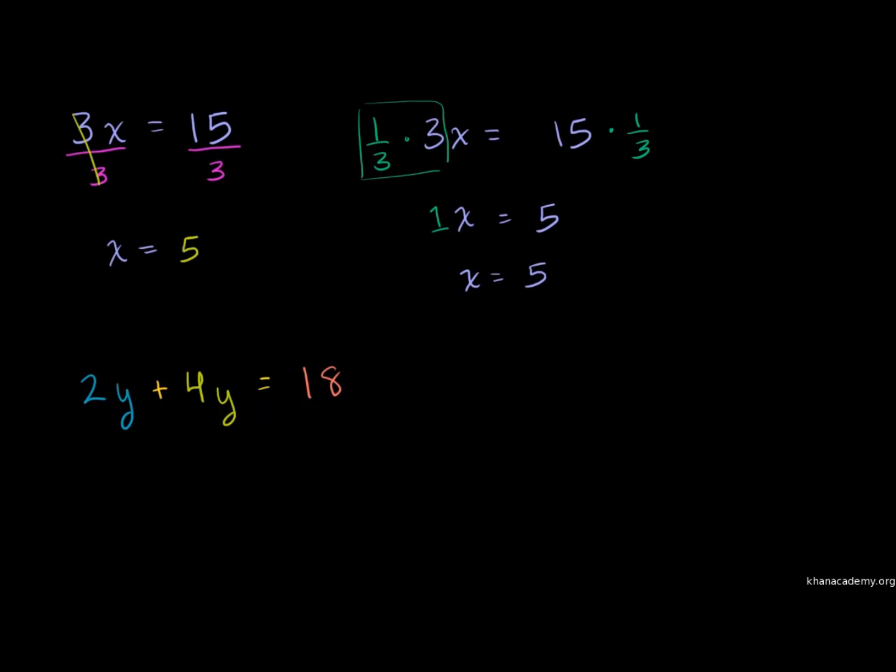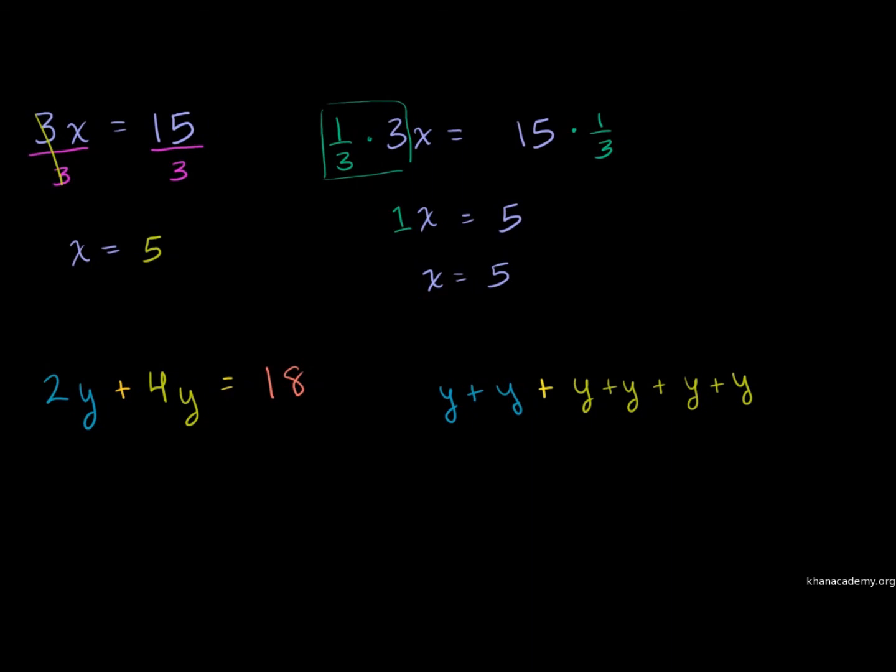Let's visualize it. So if I have 2 y's, what does that mean? It literally means I have two y's added to each other. So it's literally y plus y. And then to that, I'm adding 4 y's, which are literally 4 y's added to each other. So it's y plus y plus y plus y. And that has got to be equal to 18.